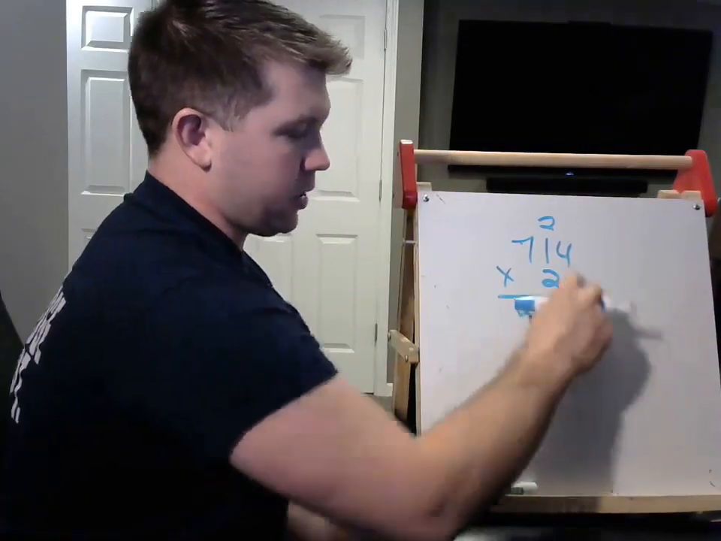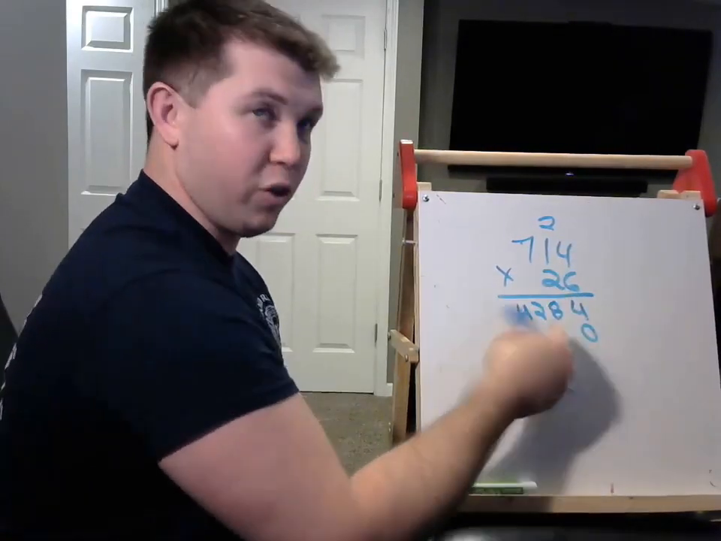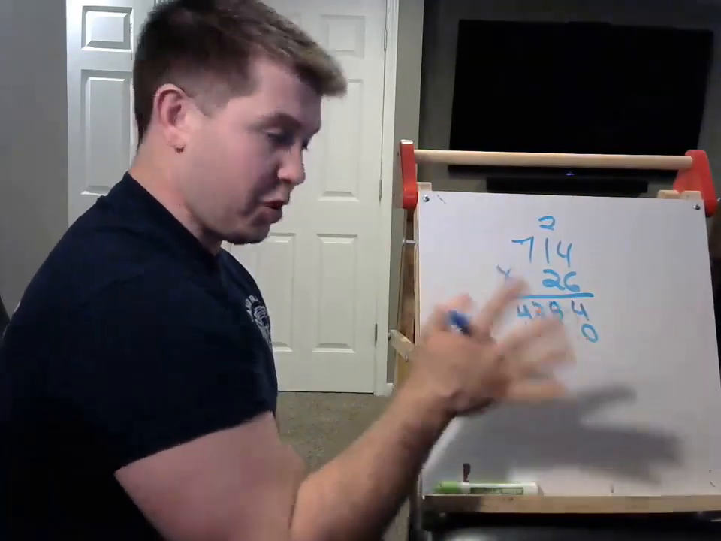Okay, I put my 0 here because now I'm multiplying by the tens place, so I have to bump everything over into the tens place. That's what the 0 is for. Hopefully someone's taught you that.